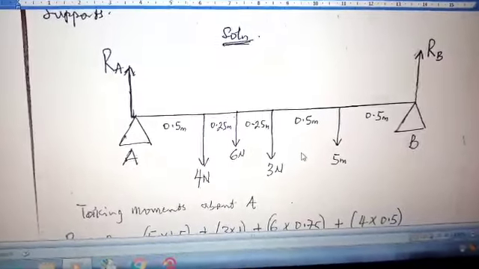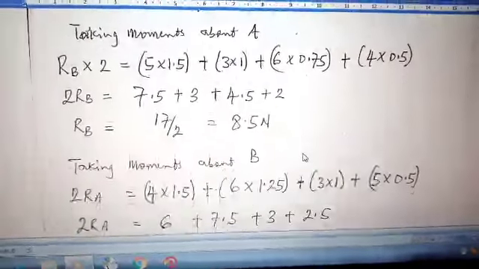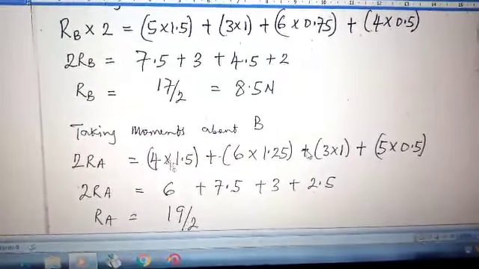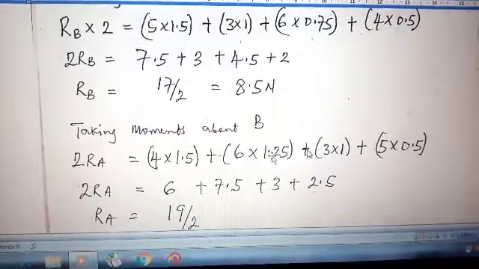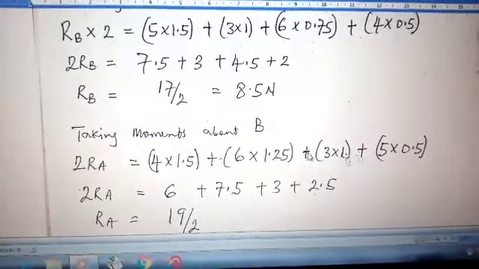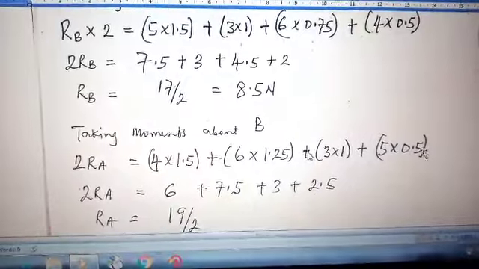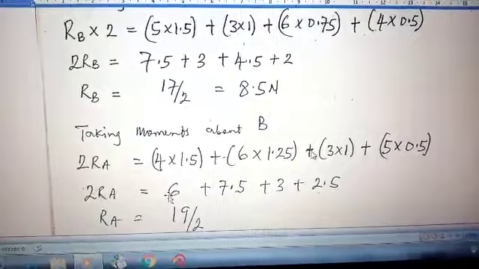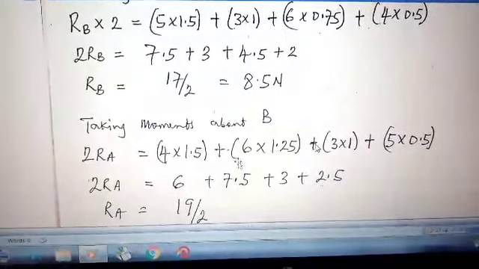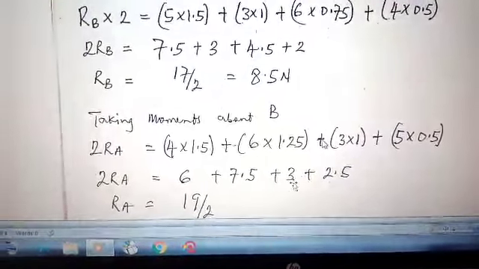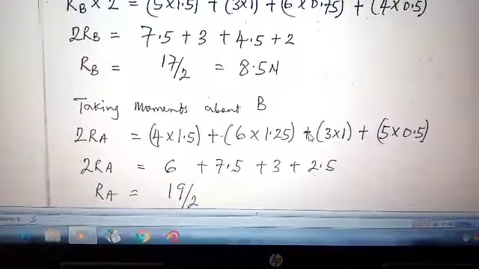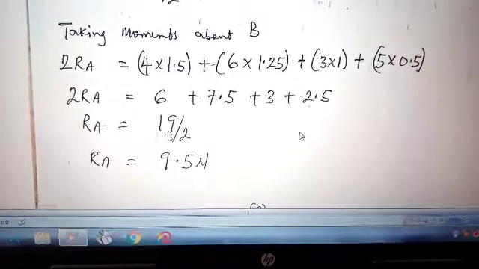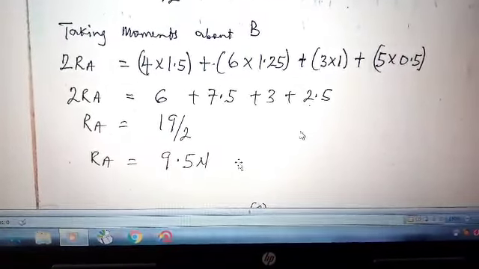So let's go back to where you have taken moment about B. So you have 2 times RA equals 4 times 1.5 plus 6 times 1.25 plus 3 times 1 plus 5 times 0.5. So that's the principle of moment that I'm using. So you have 2RA equals to, when you simplify this, you get 6 plus 7.5, and this will give you 3, and this will give you 2.5. And if you make RA the subject from that expression, you have RA to be 19 newtons.